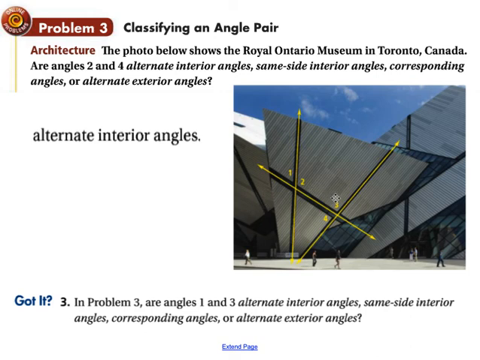And the last one says in problem 3, are angles 1 and 3 alternate interiors, same side interior, corresponding, or alternate exterior? You decide which one you think that is and bring your answer to class, and we'll talk about it when you get to class.